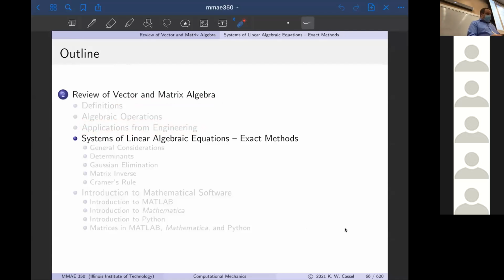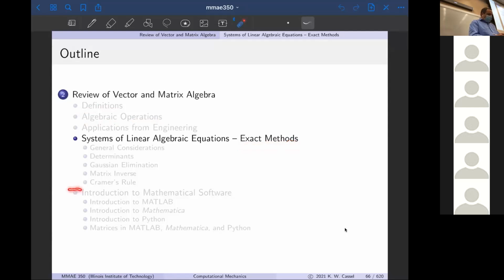So we did some definitions, vectors and matrices, and then algebraic operations, talk about dot products, cross products, matrix multiplication, things like that. And what we're going to look at today is how we actually solve these systems of equations using exact methods. These are methods that you probably have seen in some form before, so we'll just review them.